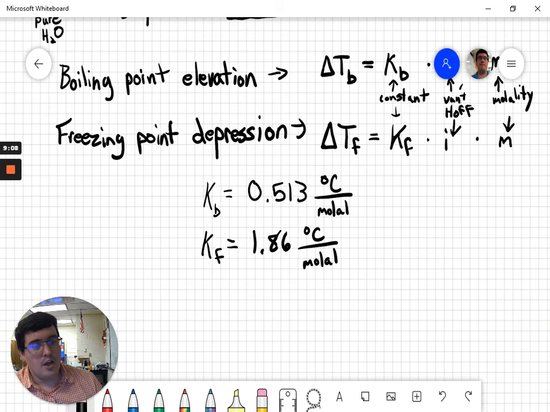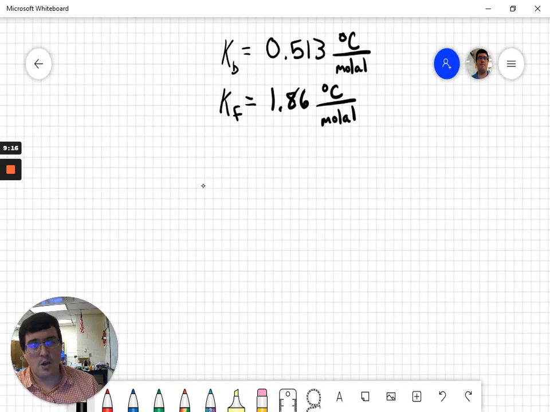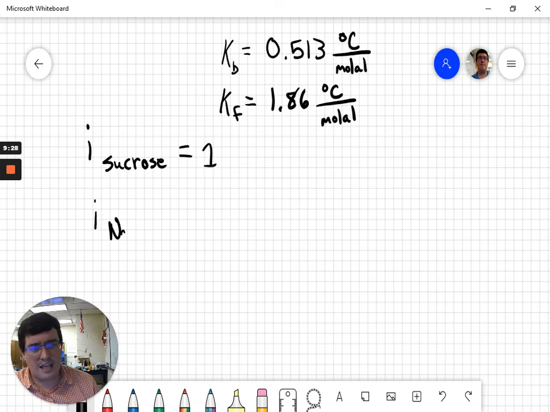All right. Tomorrow we're going to do some practice with these. We're going to do some math with these. But right now what I want to do is talk about that Van Hoff factor. Why is it that sucrose has a Van Hoff factor, let's go with i, the i of sucrose is equal to 1, but the i of NaCl is equal to 2.